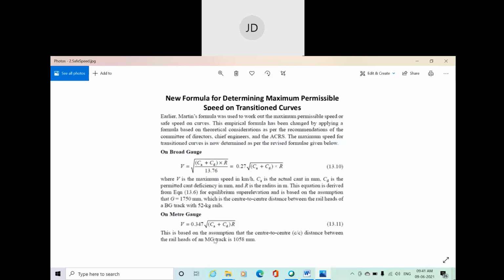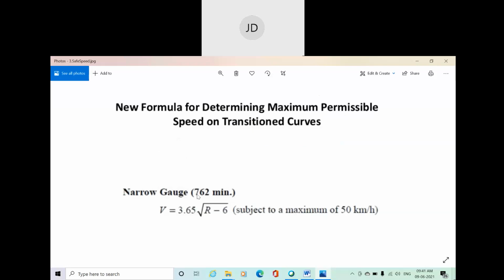Only what is the difference here? This is based on the assumption that the center to center distance between the rail heads of the meter gauge track is 1058 millimeter, which is standard. So this is for broad gauge, this is meter gauge, and this is for narrow gauge.